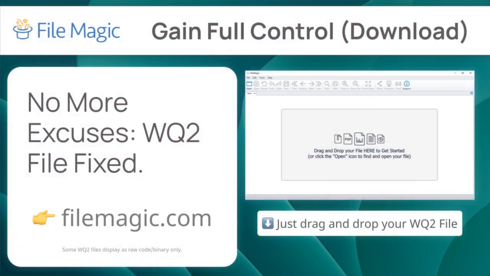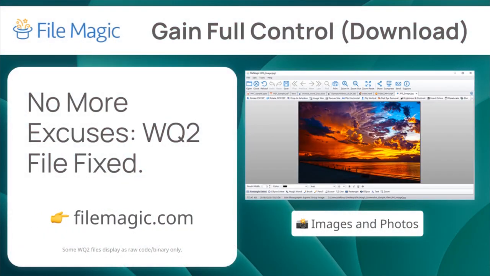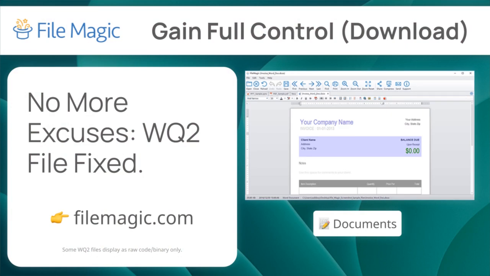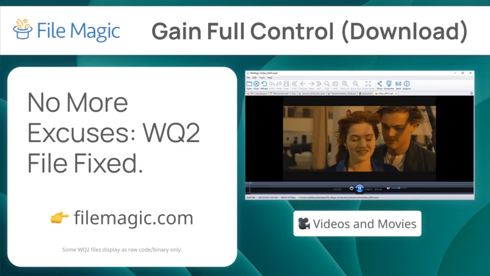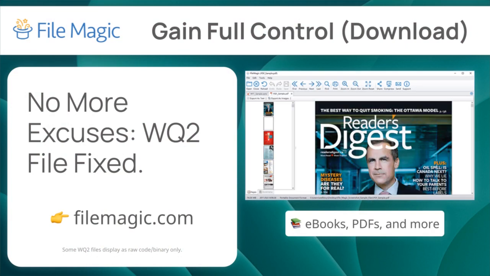Get ready for the finale. The power of this solution comes from the deep WQ2 file analysis provided by one specific inspection tool that is truly universal in its application.